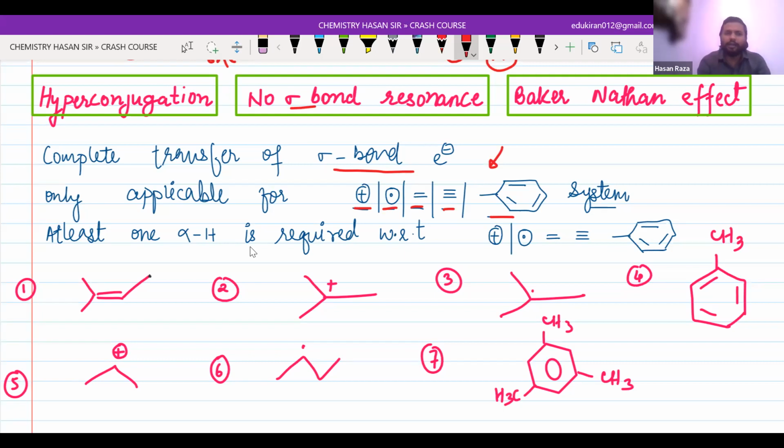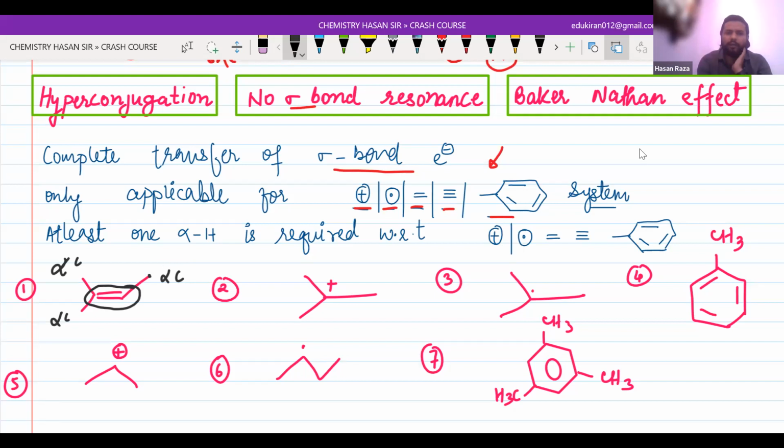See, this is your alkene, and you can see the directly connected carbon will be the alpha carbon. The carbon which is directly connected to this system, either cation, free radical, alkene, alkyne, or phenyl, is known as alpha carbon, and the hydrogen attached to the alpha carbon is known as alpha hydrogen.